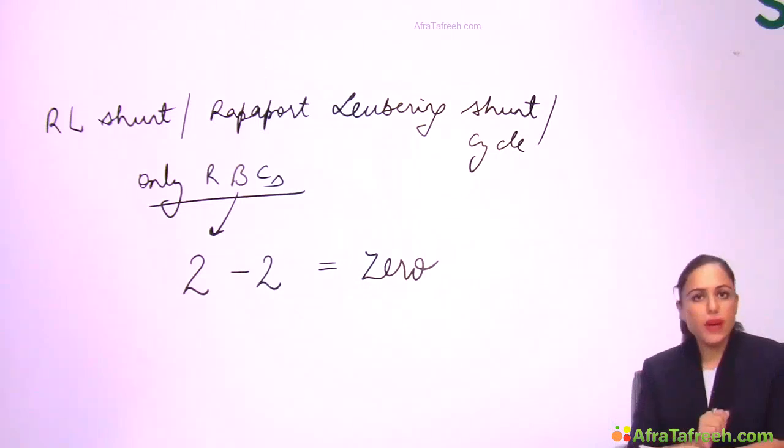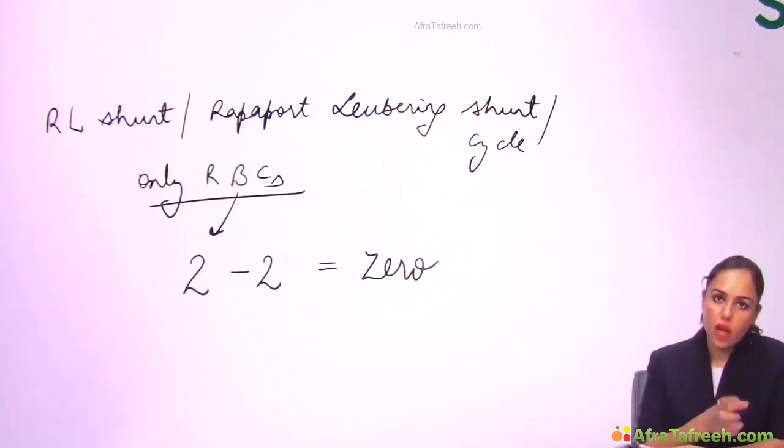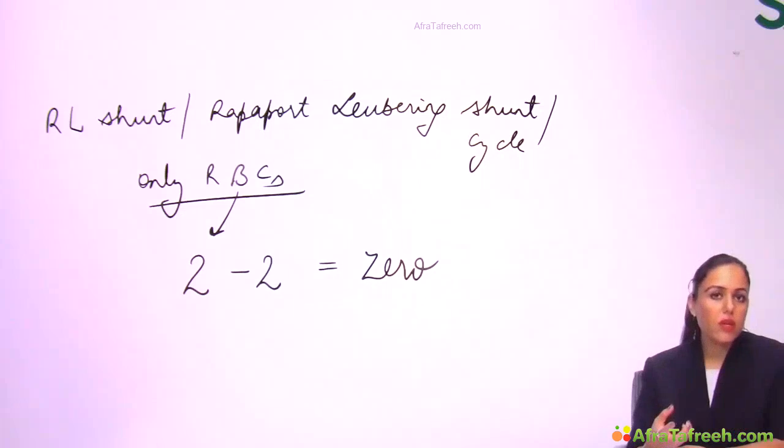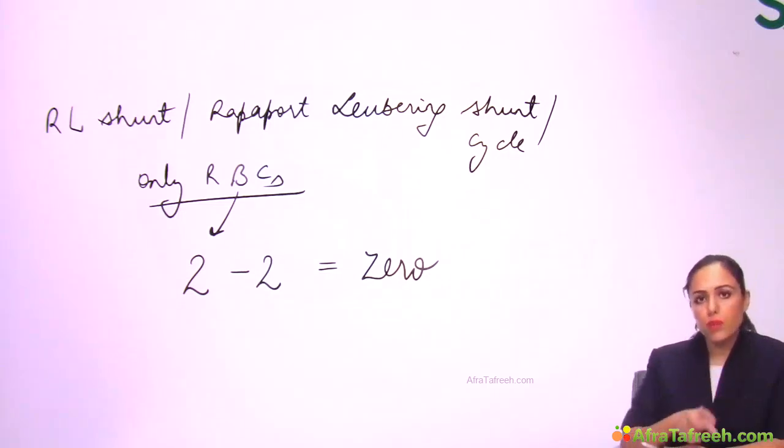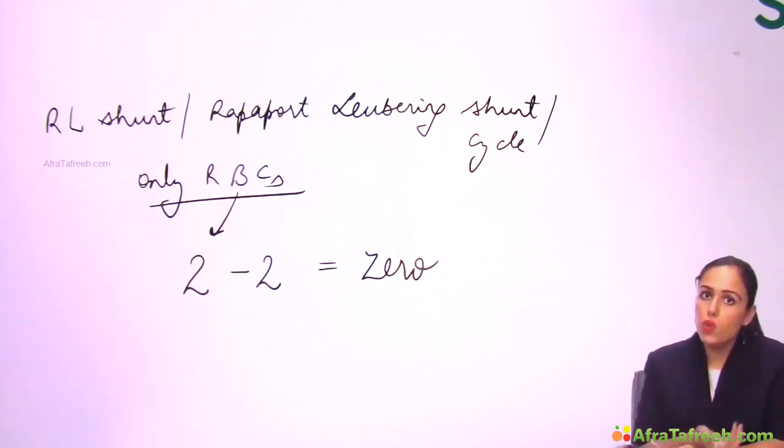There's one question in your guide. They ask you how many ATPs are formed in RL shunt? The 0 option is not there, right? So now you can mark 2. Listen to the question again: how many ATPs are formed in RL shunt? So you can say 2 are formed.